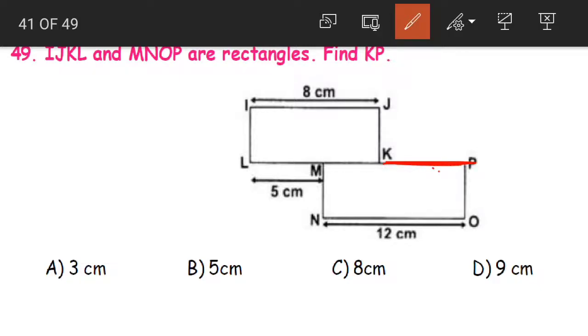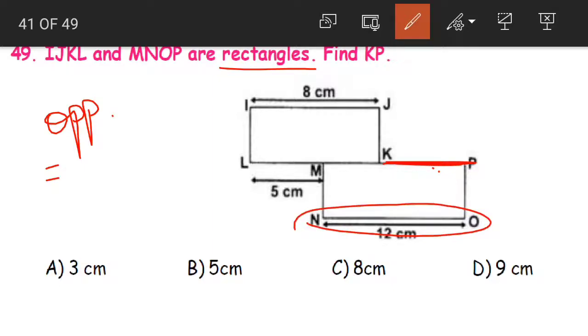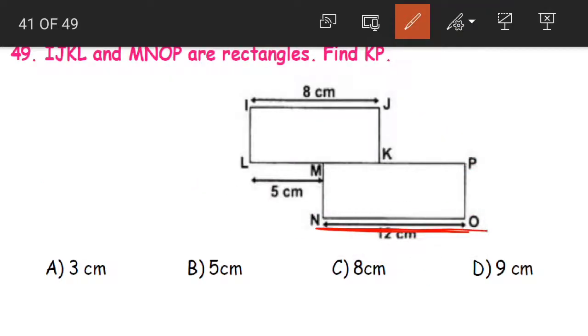To find out the length of KP, we should look at the opposite side. Why are we looking at the opposite side? Because both the given figures are rectangles, and we already know that for a rectangle, opposite sides are equal. So we'll look at the opposite sides. Here in the opposite direction, we have line segment NO whose length is equal to 12 centimeters. Now this is the entire NO, but KP is only this much. Yes, this entire length is 12 centimeters, but KP is only this much.